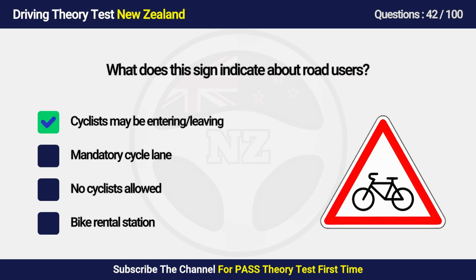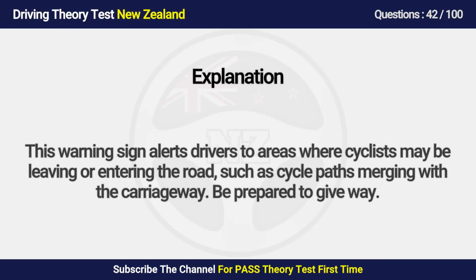Answer is A. Cyclists may be present. This warning sign alerts drivers to areas where cyclists may be leaving or entering the road, such as cycle paths merging with the carriageway. Be prepared to give way.